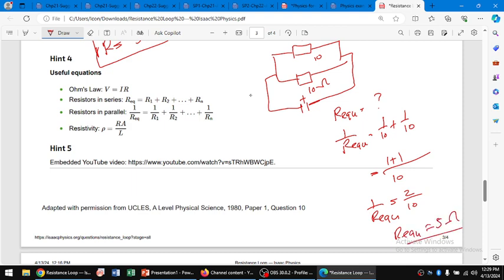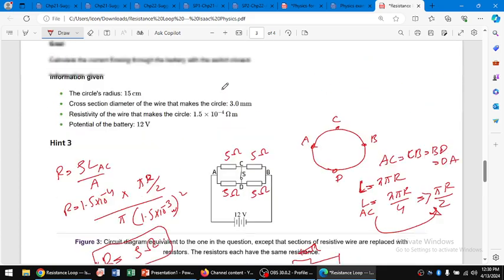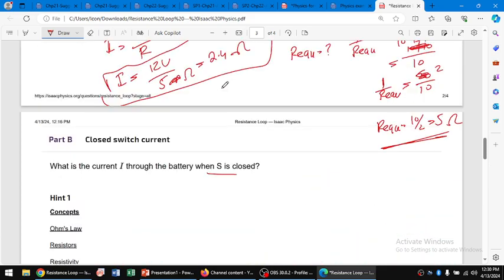Now we have the resistance 5 ohm, so the current I is equal to V over R equivalent. V is 12 volt and the resistance is 5 ohm. Now 12 by 5, the same current 2.4 ampere flows through the circuit. So A and B both have the same answer, 2.4 ampere.